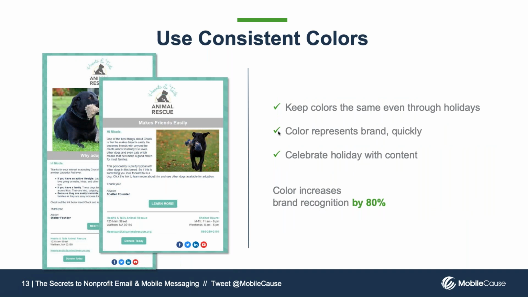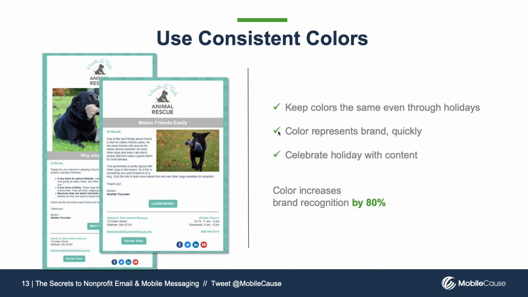My next tip is be consistent in your color choice. Color really matters when it comes to email marketing. Now, I meet many organizations that change their color scheme every single email, or they change their color scheme to celebrate special events or holidays. You want to stick to your brand colors regularly because color is represented in an email.